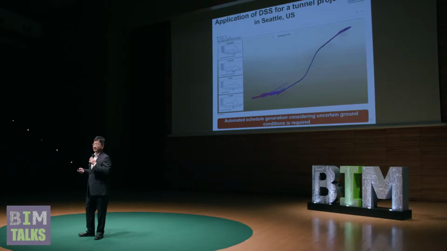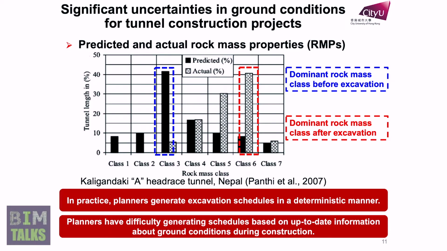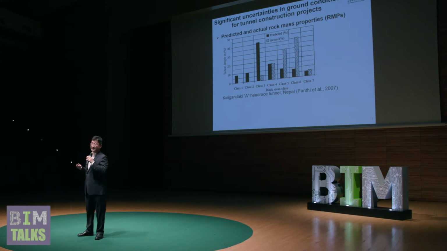But after that, we had some discussions, and we figured out that automated schedule generation considering uncertain ground conditions is required. Dealing with uncertainties in ground conditions is a very common problem in tunnel construction projects. As you can see, this is one example from tunnel construction in Nepal. Class 1 is the best rock mass class, and class 7 is the worst case, the worst ground conditions.